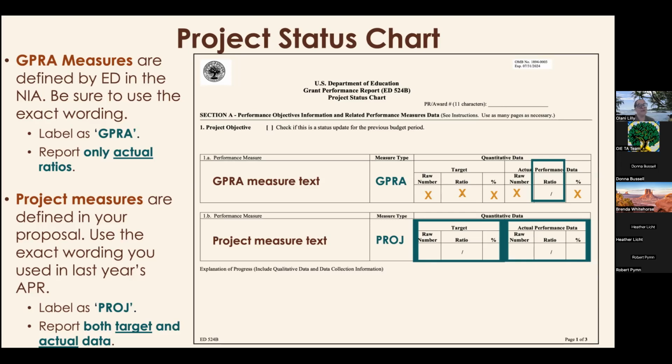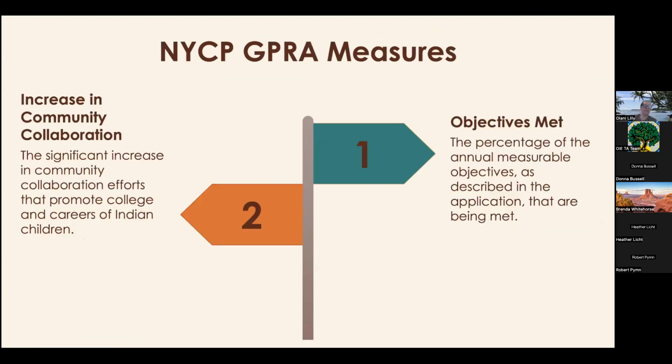For your project measures, you are going to include the language from your project measure from your planners, and you want to include the target and actual performance data numbers. Again, for project measures, you are including both target and actual performance data. So what do those GEPRA measures look like?